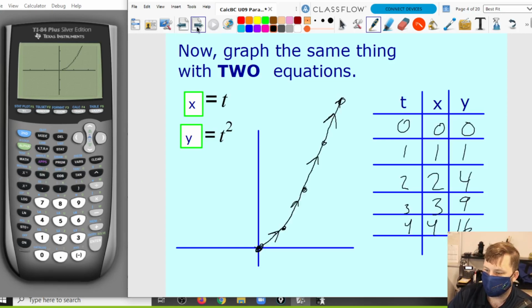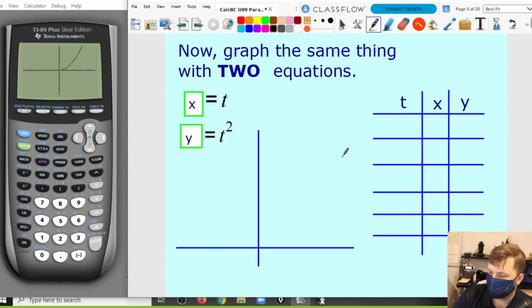Other neat things when I do this, I can change a few things. What if you didn't start at 0 and I counted up, right? Like, I'm going to actually do it again. What if I don't start at 0? What if I start at like -2? If you start at -2, x will be -2, and y will be +4. Then -1, I'm just going to do integers, x is -1 and y is +1, 1 squared. Then 0, 0, then 1, 1, then 2, 4.